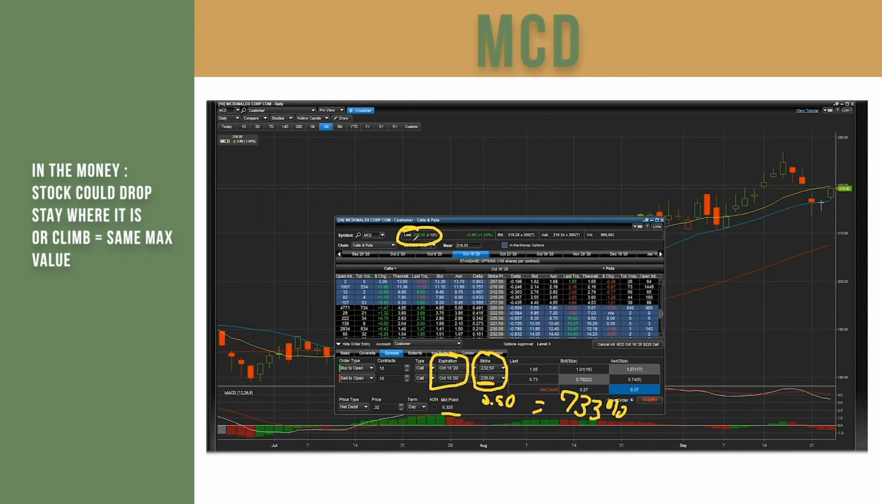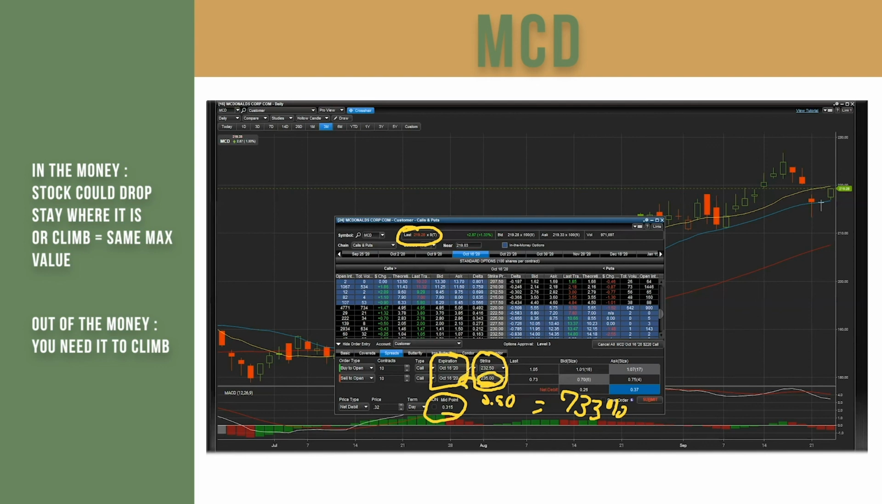Here, you need the stock to literally climb at least $15 to make that max gain. But here's the beauty of it. It's only going to cost you $32 for one contract to be worth $250. So again, if you have 10 contracts, you're going to be paying around $320 for 10 contracts. The max gain on that is going to be $2,500. So you're taking $320 to $2,500 if McDonald's is above $235 a share by your expiration date.